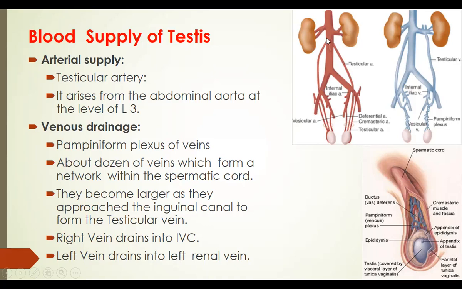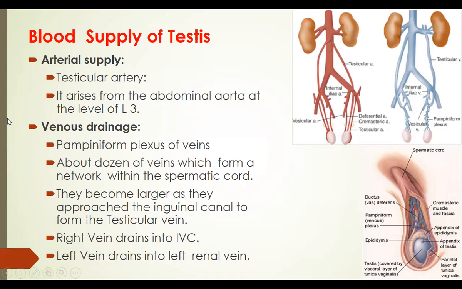Okay, it starts at a very high position because initially it is in the early stage of development. The testis will be here in the initial stage of development. Later they descend, that is called the descent of the testis. So that's why they carry the blood supply from where they have their origin. So this is by the testicular artery. It arises from the abdominal aorta at the level of L3, very high, just below the renal arteries.